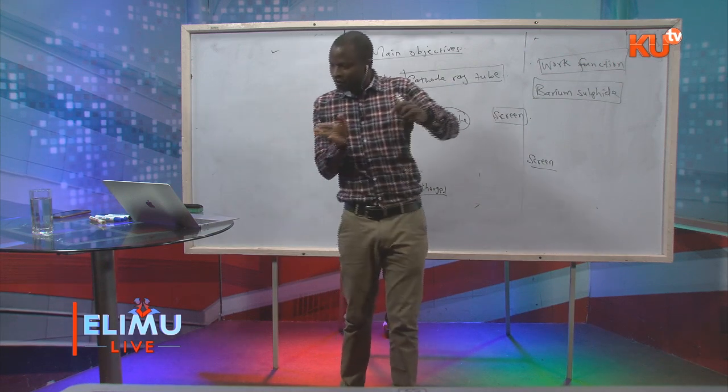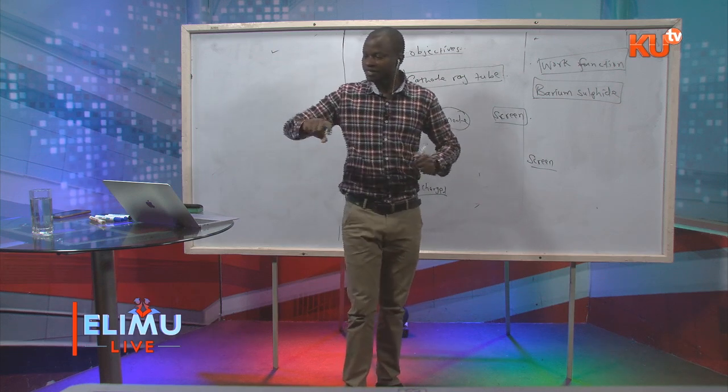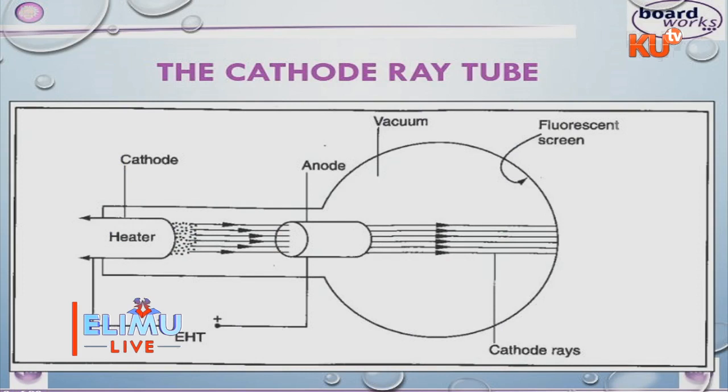Now I have one question. If you look from the heater to the anode to the screen, in between there is a vacuum. Why do you think that is a vacuum? What do you understand by a vacuum? It is a place with no matter. You know, there are three states of matter. No solid, no liquid, no gas exists in a vacuum.